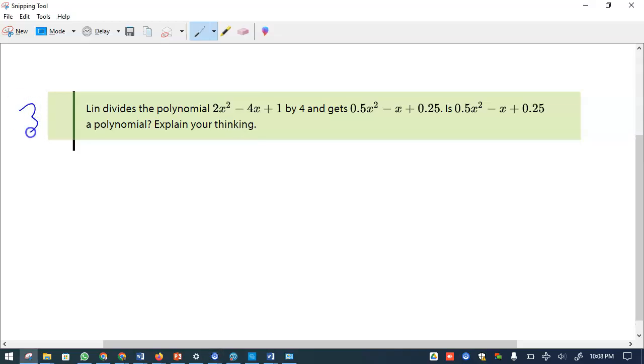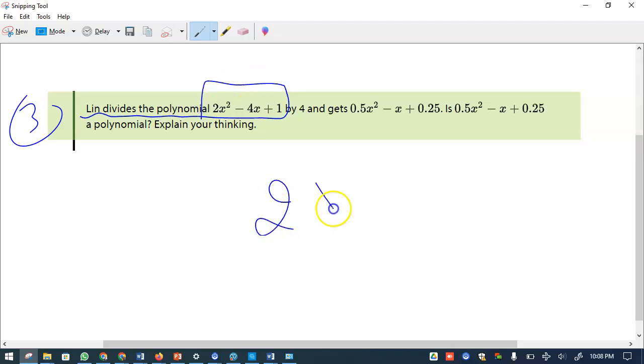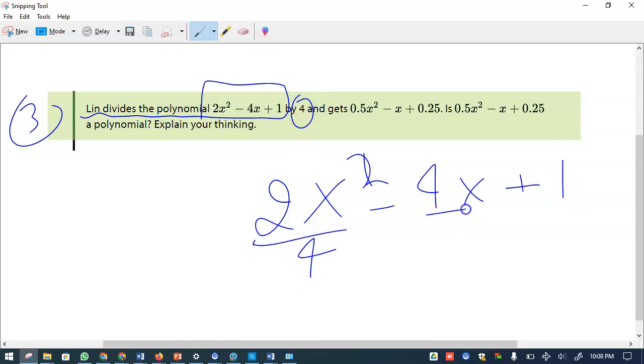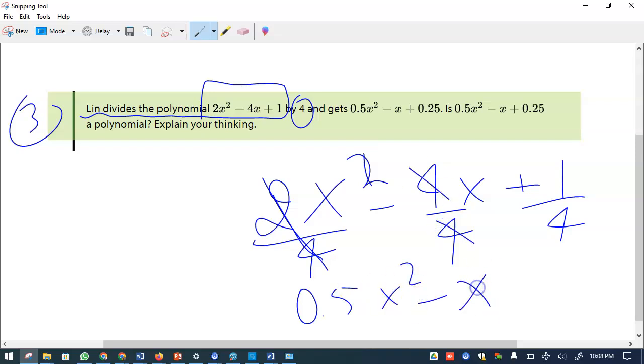Problem number 3 says the lane divides the polynomial. So you have something like this, 2x squared, and it is divided by 4. So you divide by 4, doesn't matter. See, if you divide, it's going to be half, right? So 0.5x squared. This 4 goes and you get x. And this will be 0.25.